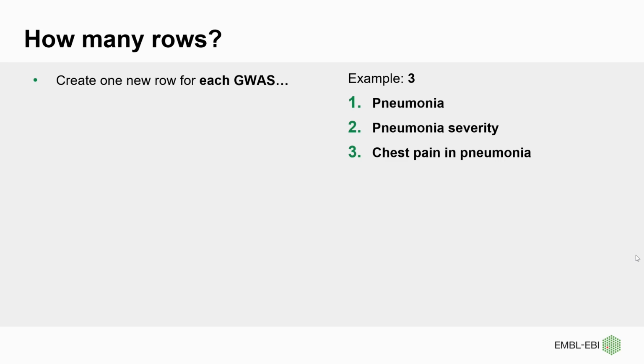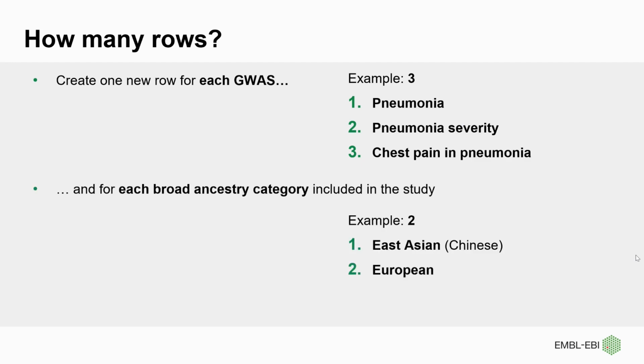In the study tab, you should create 1 new row for each GWAS, in this case, the 3 different pneumonia studies. And within each of those, you should also create a separate row for each broad ancestry category that was included in the study. So in this case, we had 2 broad categories: East Asian for the Chinese ancestry cohort and European. Altogether, that would give us 6 rows.